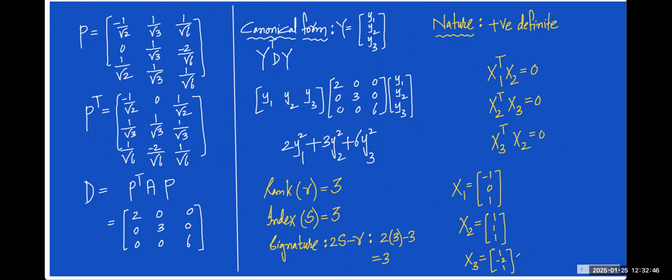Let me check this condition. x1 transpose with x2. x1 transpose means row we can make it as a column, -1 0 plus 1 into 1 1 1. First row first column method. -1 into 1 is -1. 0 into anything is 0. 1 into 1, the 1 plus 1 minus. Are you getting 0? Yes.